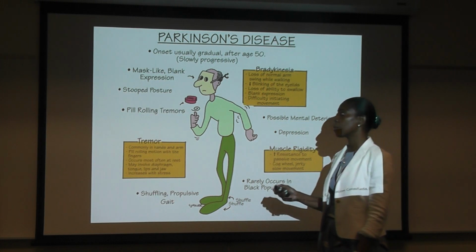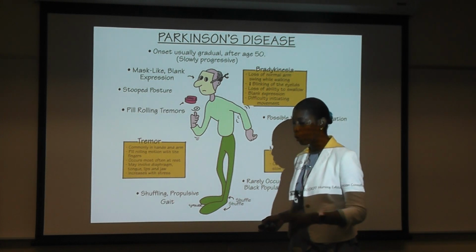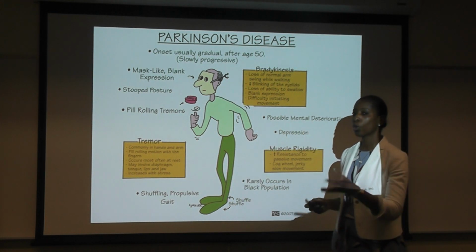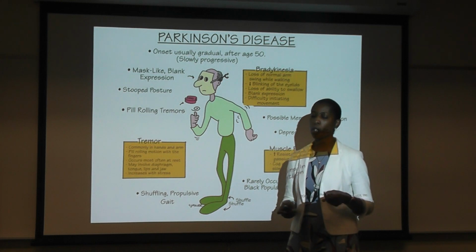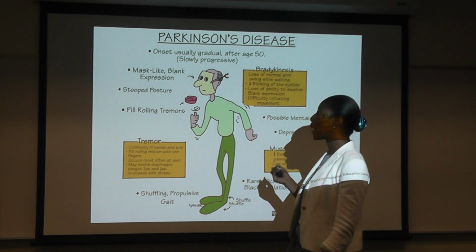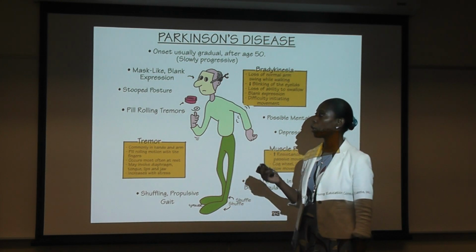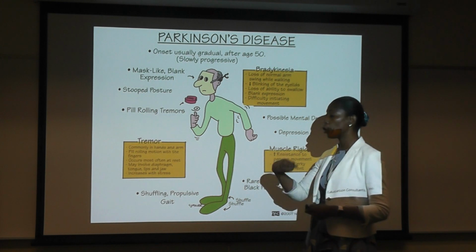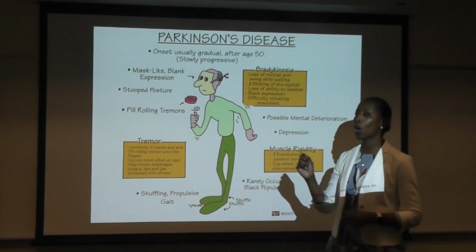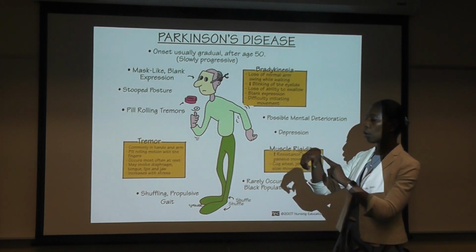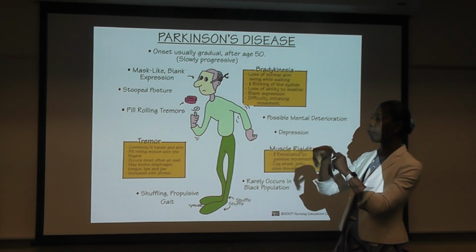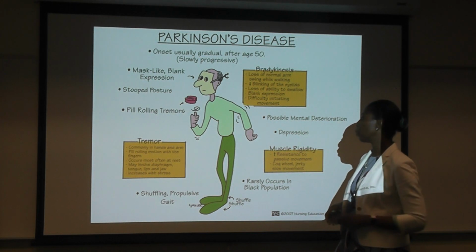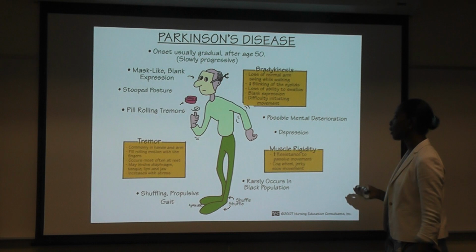Mask-like facies, stooped posture, pill rolling. Remember, tremor at rest is usually Parkinson's. Tremor with movement is usually physiologic. Tremor at rest is usually pathologic and associated with Parkinson's disease. Pill rolling is what you see. They usually have rigidity, so you're going to do cogwheeling, and you can take their hand and try to move it, and you'll feel it almost like a hinge that's stuck. You'll feel it.